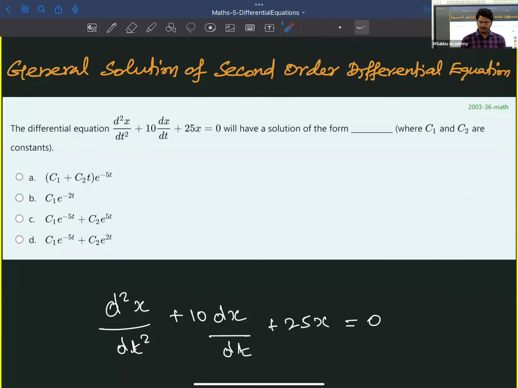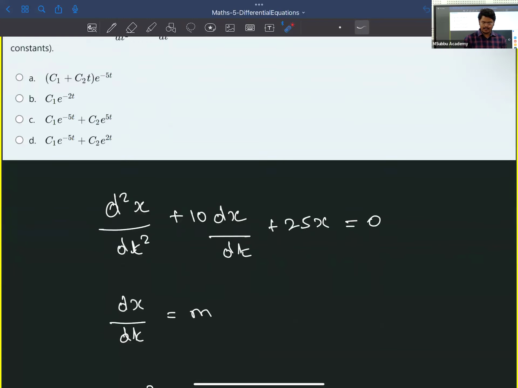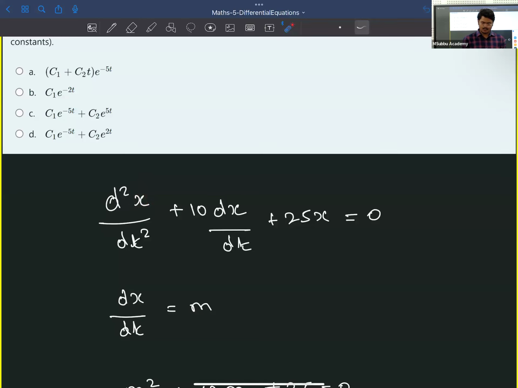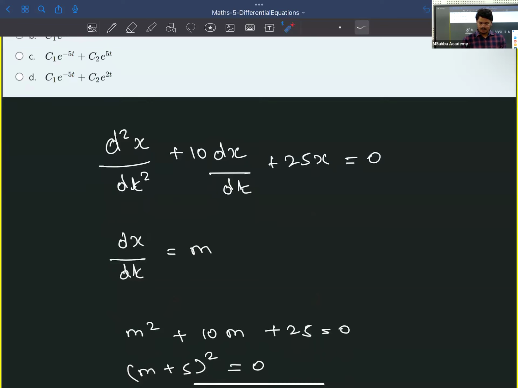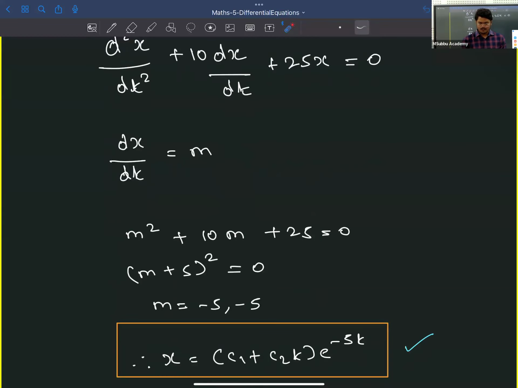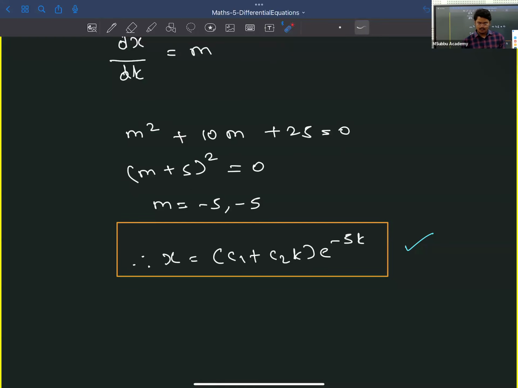This is a second order differential equation. Same thing, so what do we have to do? Take dx by dt as m. So we get m square plus 10m plus 25. Now just solve for m. So (m plus 5) whole square is equal to 0, so m will be minus 5, minus 5. The roots are real and equal here. So for that the complementary function will be (c1 plus c2 t) into e power minus 5t.